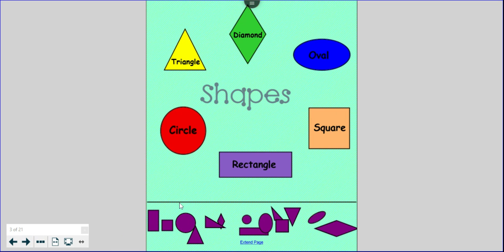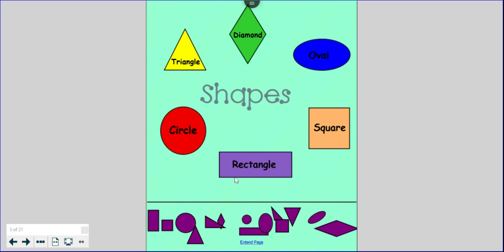I'm going to point and you say your shapes with me. Oval, square, rectangle, circle, triangle, diamond. Good job. Turn and talk and tell someone in your house what you know about a rectangle. How many sides does a rectangle have? How many pointy corners? What kind of lines does a rectangle have?